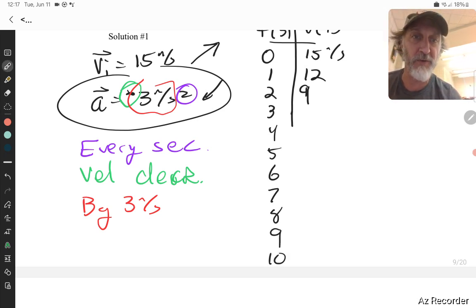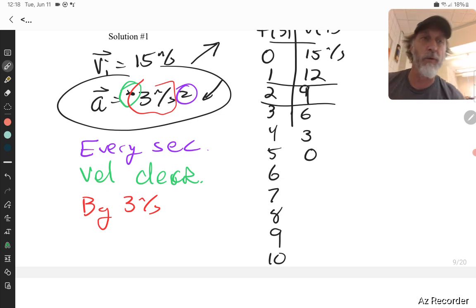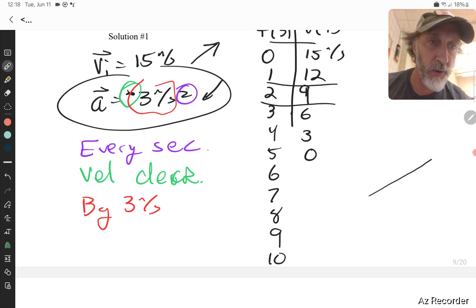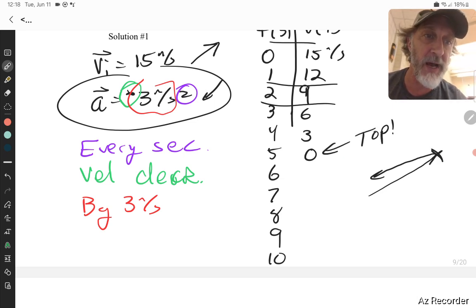Nine, 10. So what's the velocity doing? It's going down by 3. So after 3 seconds, we're going to be at 6. And then at 3, 0, it stopped moving. What's this problem about? We're rolling a ball up a hill. The ball's going to go up the hill and come back down. There has to be a point where it stops. Aha! This point here is where it's at the top of its path.